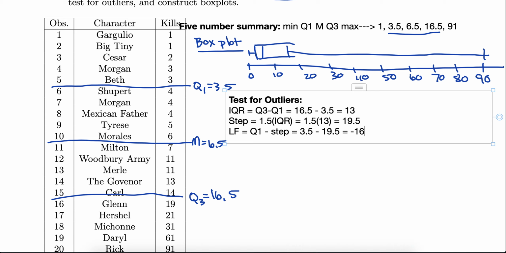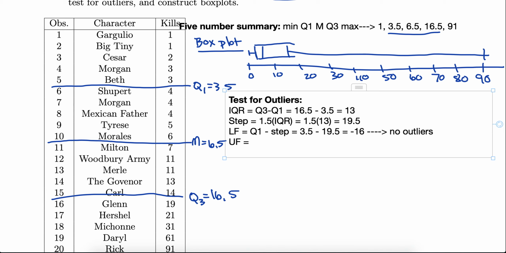Go ahead and write down negative 16, even though you're saying it's impossible to have a negative 16. No problem. We're not saying we actually have that. We're just giving a boundary to see if we have any data points that would be considered unusually small. So here, you're right, we don't have any observations that are negative, so we don't have any really small observations considered outliers. Let's look at the other end, our upper fence.